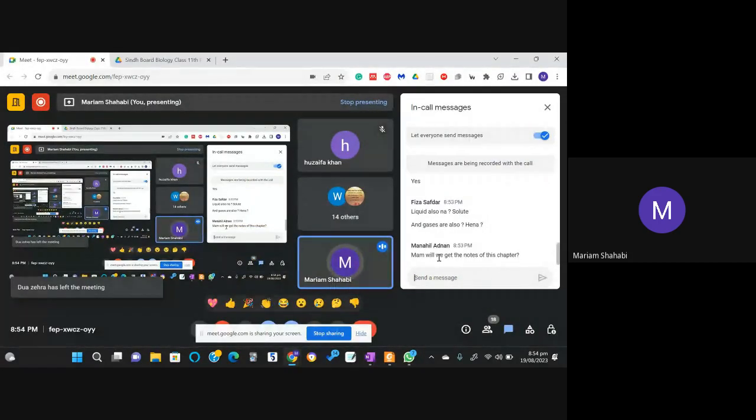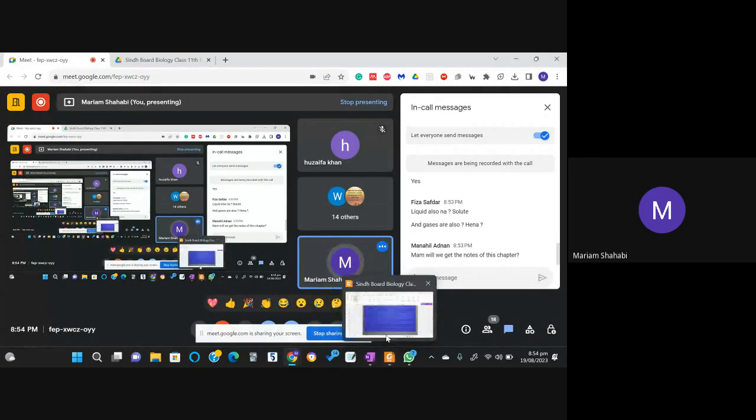When will we get the notes? अच्छा, whenever the class ends, मैं notes forward कर देती हूँ आगे. तो अभी भी problem तो नहीं होना चाहिए notes का किसी को भी.